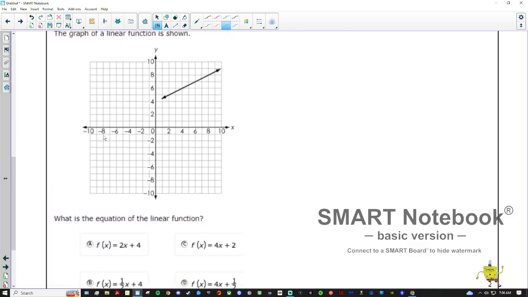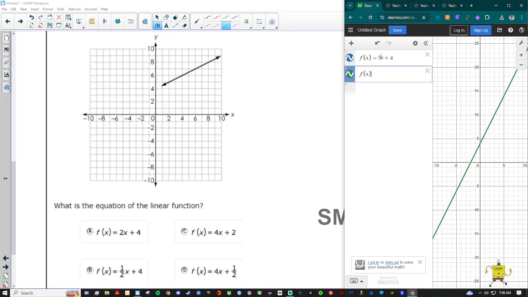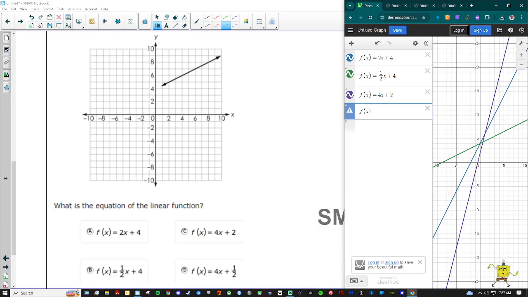The graph of a linear function is shown. Okay, this is a great one where we will type them in. F of x equals 2x plus 4. F of x equals 1/2 x plus 4. F of x equals 4x plus 2. And f of x equals 4x plus 1/2. Okay, so we have lots of graphs going on here.